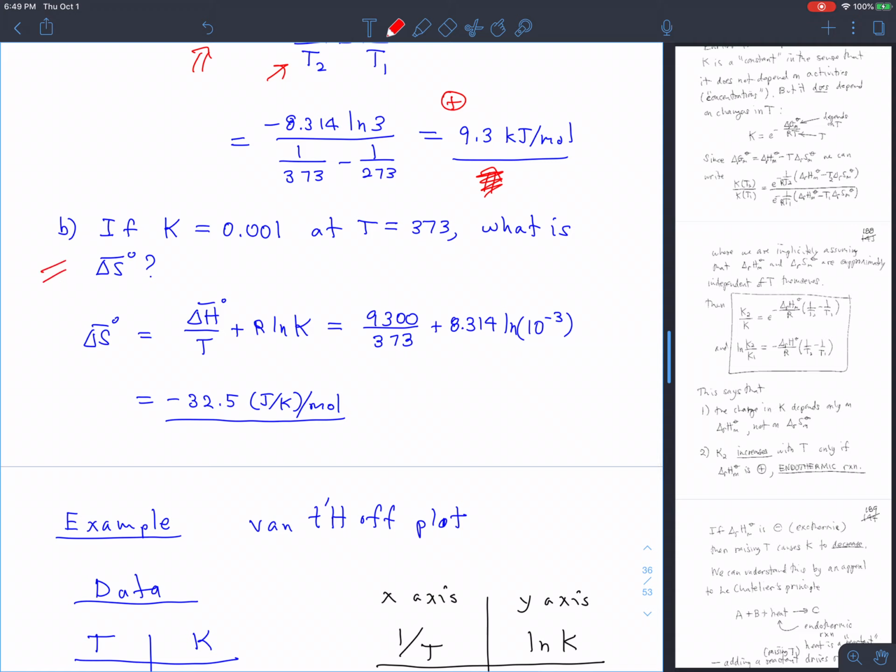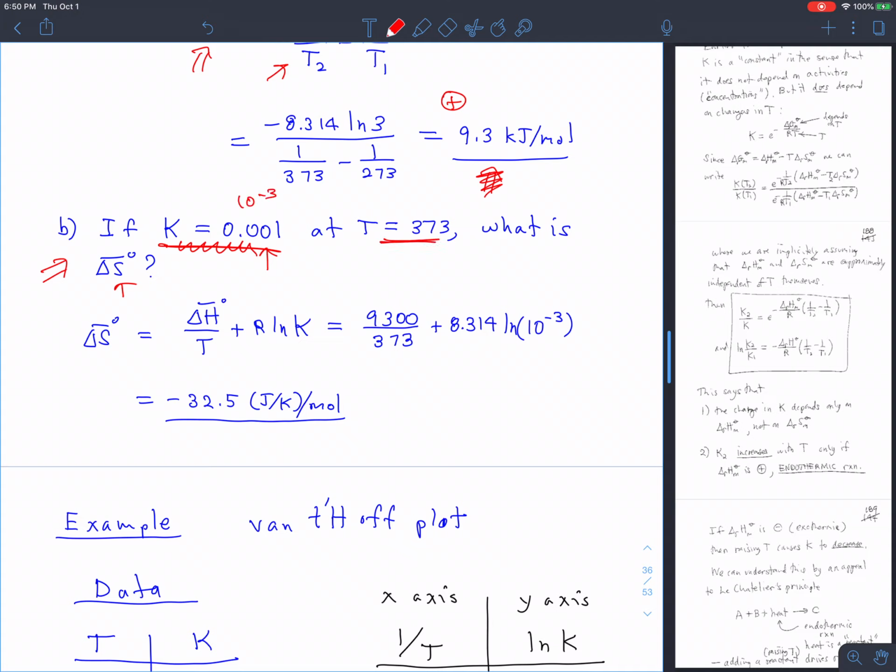We can also calculate the delta S value from the data we have here. In order to get delta S, we actually have to know one of the K values, not just the ratio. In this case, let's suppose K is equal to 10 to the minus 3.